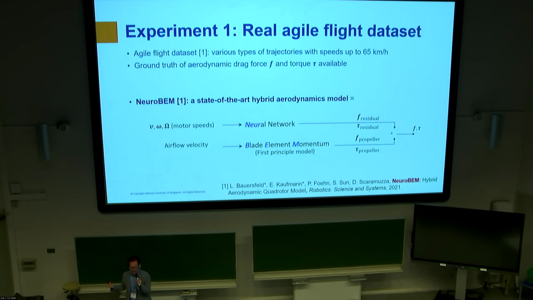We have done some experiments to demonstrate the superiority. We tested the algorithm on the AGL flight dataset, which is from David's group. They also have this neural BEM model, which is our baseline. And this neural BEM model is a hybrid aerodynamic model consisting of 2 parts. The first part is the first-principles model based on the blade element momentum theory. The other part is a neural network model that learns the residual force and torques. So we compare our approach with this one.